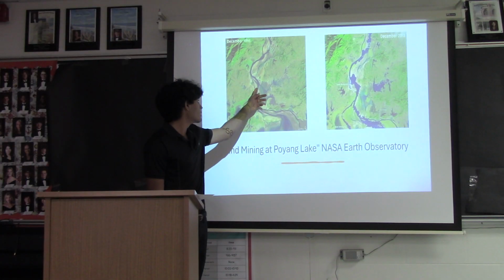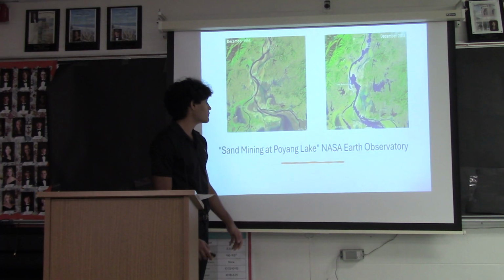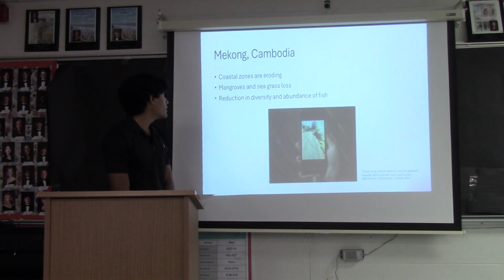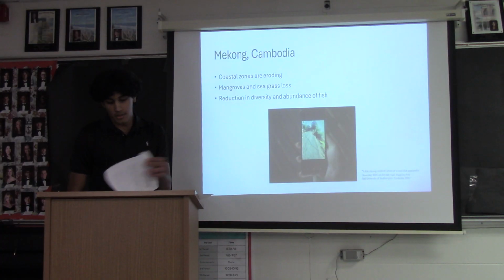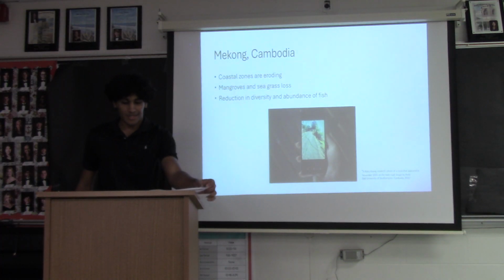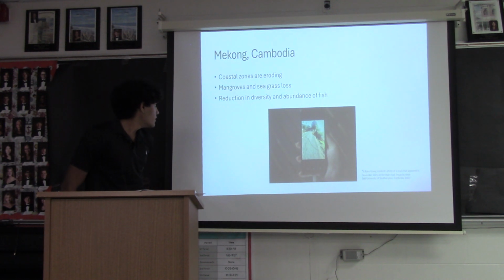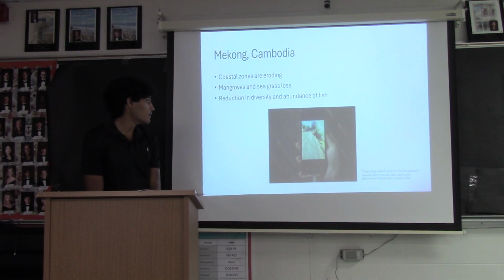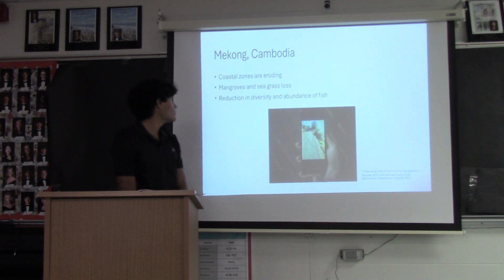The river here is pretty narrow, and over here it's clearly wider. Mekong, Cambodia. Coastal zones are eroding. So, as you can see in this photo by a local resident, a street has fallen off.